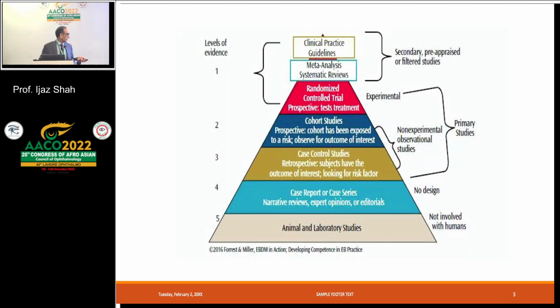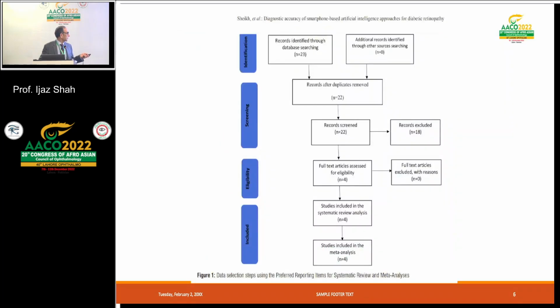Looking at the meta-analysis, this is level 1 evidence. It is a systematic review, and I will go through how the papers were identified through a literature search of Medline and Embase from 1974 till March 2020. They found 23 papers, and then duplicates were removed.